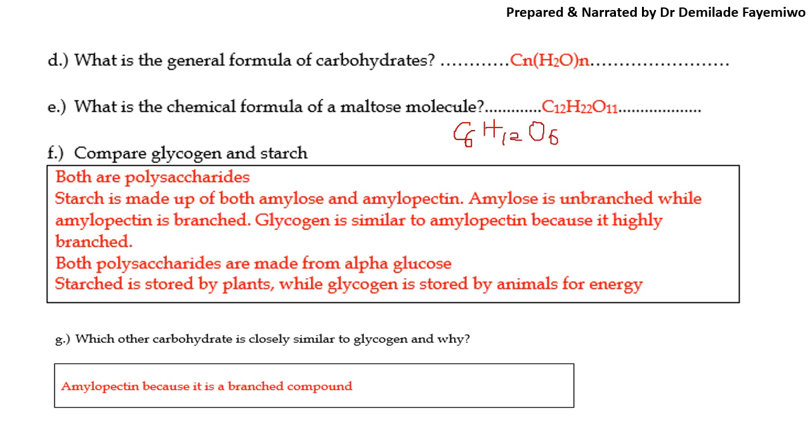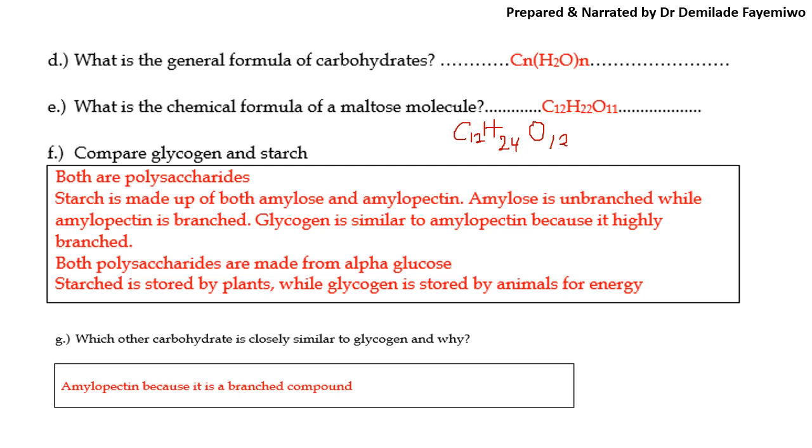And if there are 2 of it, then it means that we will have C12, because it would be times 2, right? It would be C12, H24, and O12. And again, this is because maltose has 2 glucose molecules. But this is not the right answer.